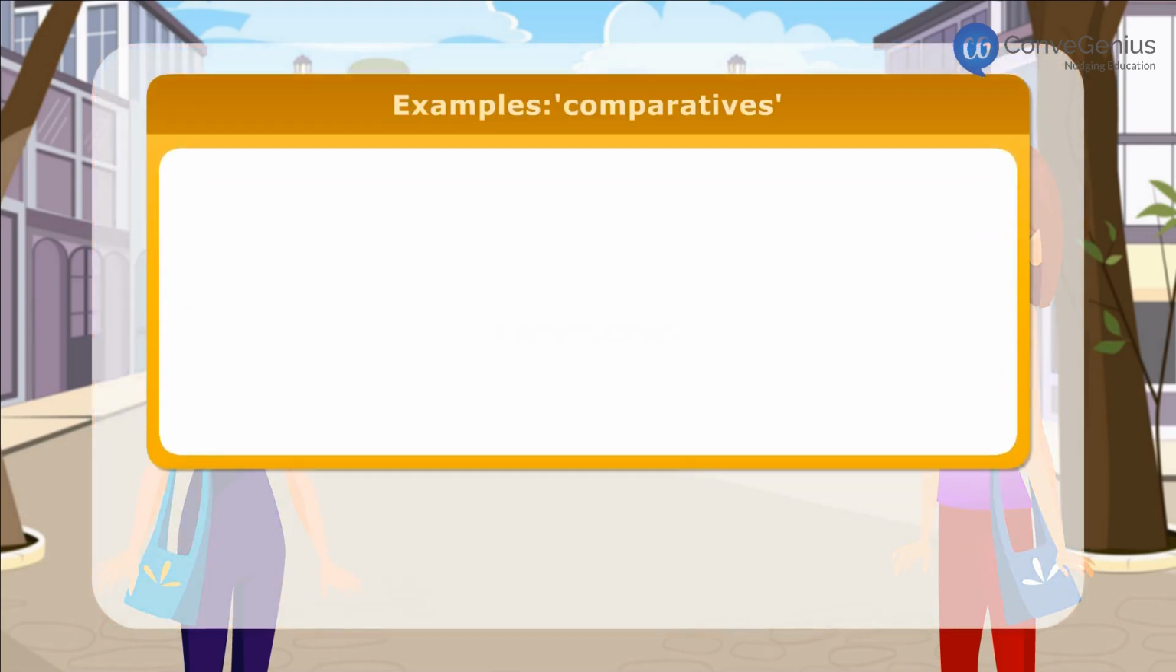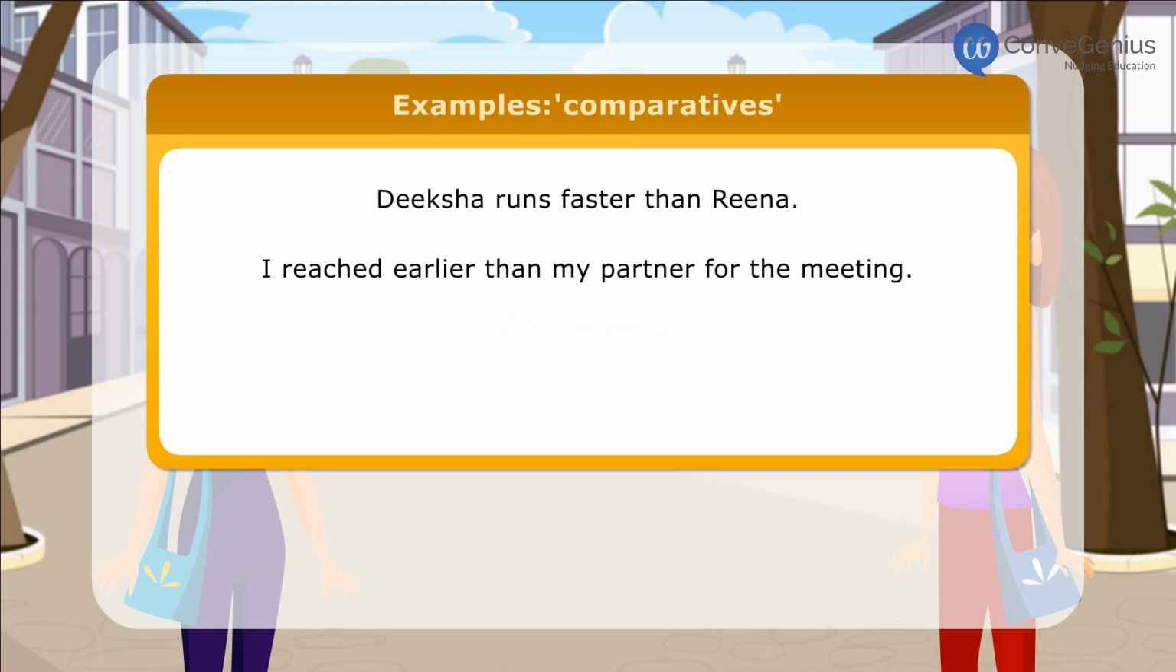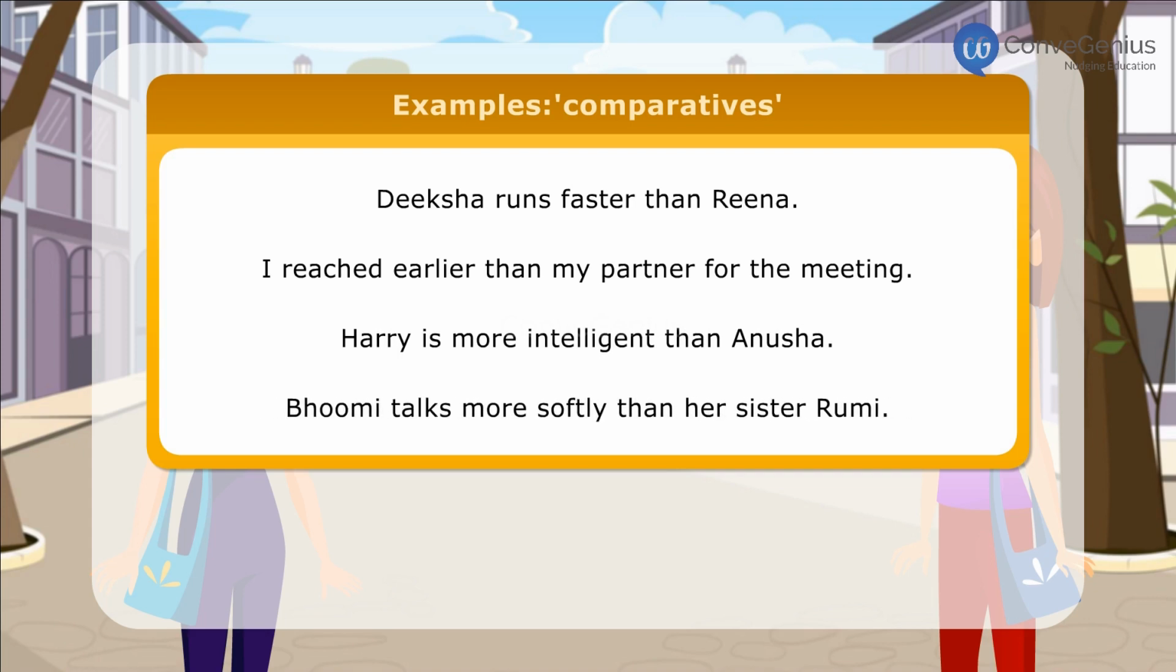Here are few more examples of use of comparatives. Diksha runs faster than Reena. I reached earlier than my partner for the meeting. Harry is more intelligent than Anusha. Bhumi talks more softly than her sister Rumi.